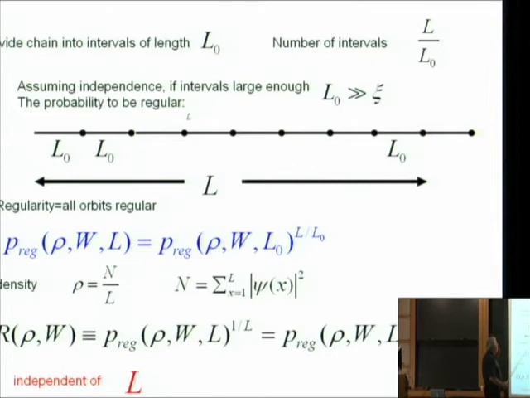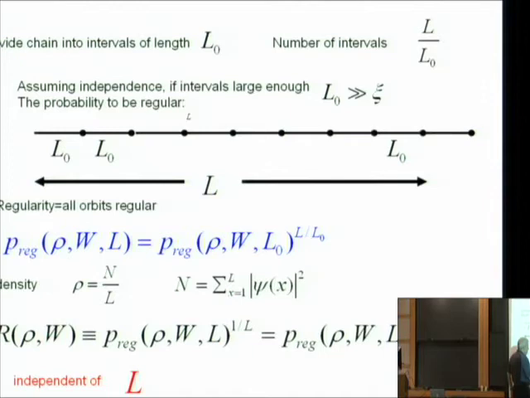So what we do is the following. We divide the system into small boxes of the size L0 that are much larger than the localization length of the linear problem. Now we connect the boxes. And for a system to be regular, it should not be chaotic at any point. So we take these boxes, and for the probability that this entire block will be regular, we need all the small boxes to be regular. Regular means zero Lyapunov exponent. So we assume that the boxes are independent. So then there is no chaos in any of the boxes.